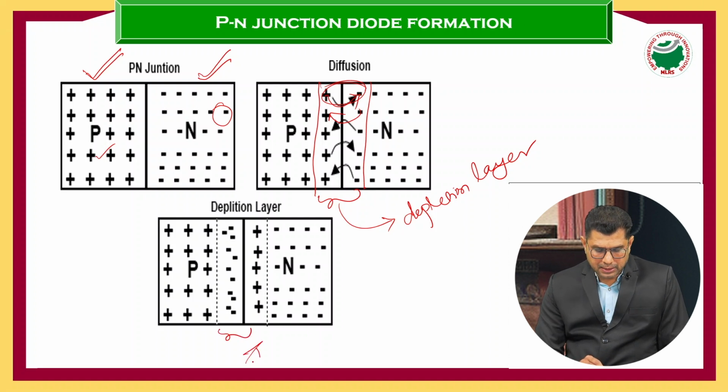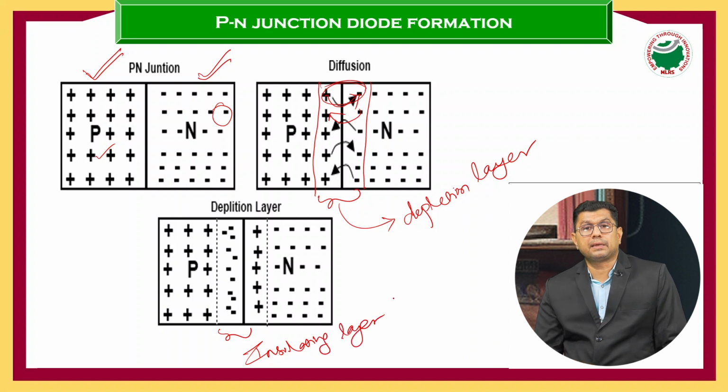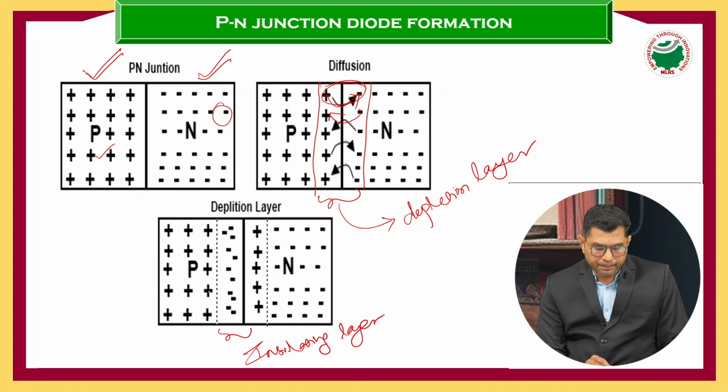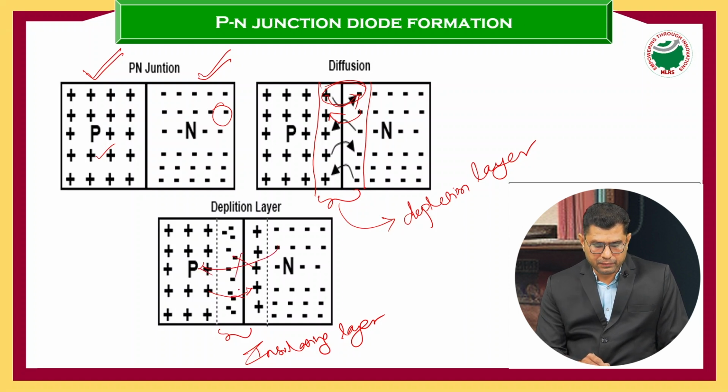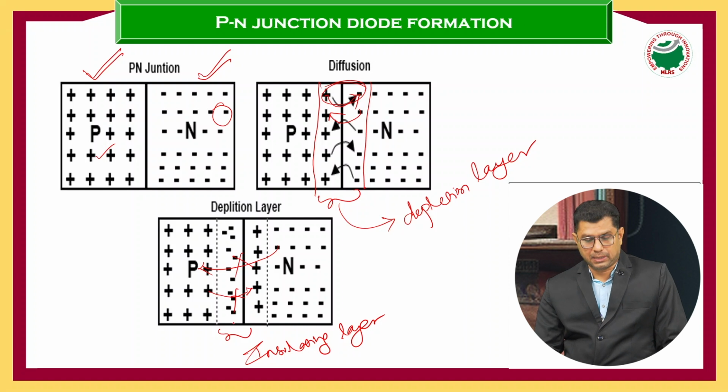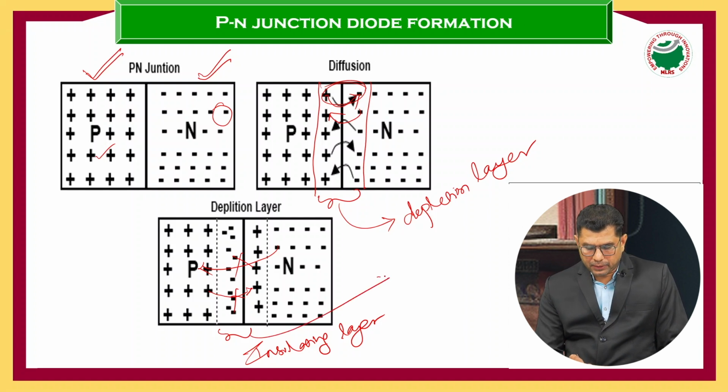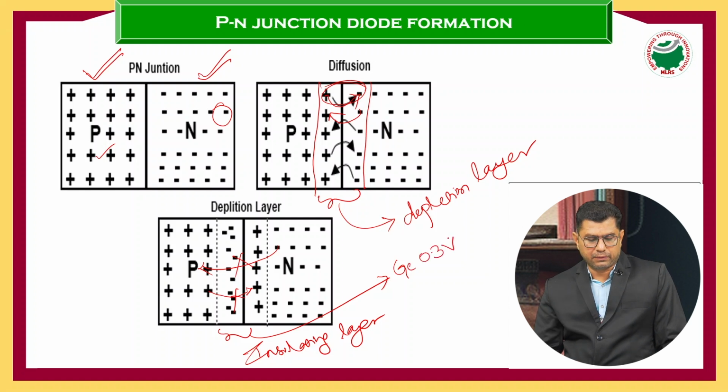The depletion layer is nothing but an insulating layer. Now the holes from the P side cannot enter into the N side, and the electrons cannot enter into the P side. Why? Because of the barrier potential. Here, this barrier potential, whenever you consider germanium, that value is 0.3 volts.